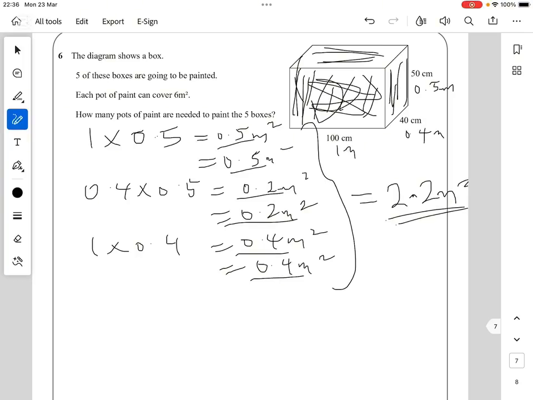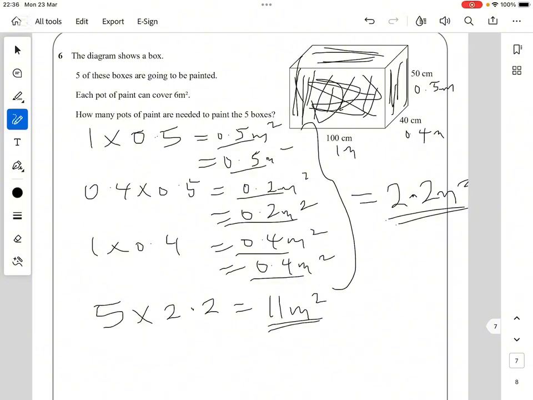Now, we are going to paint 5 boxes. One box has 2.2. For 5 boxes, you're going to have 5 times 2.2, which gives you 11 meters squared. That's the total surface you're going to paint if you are painting 5 boxes.